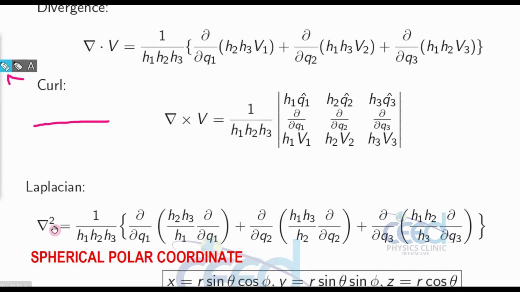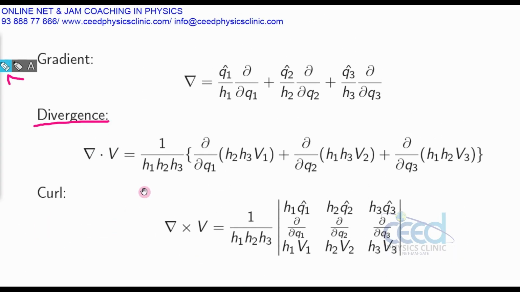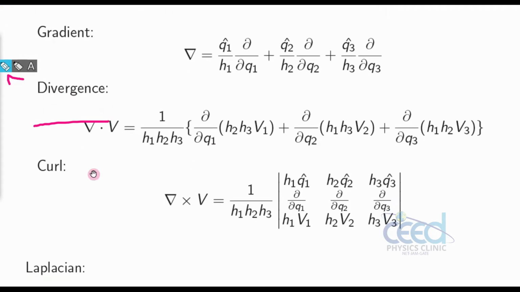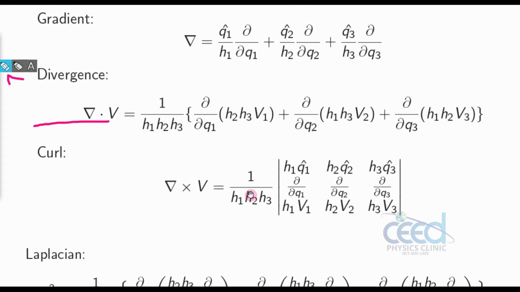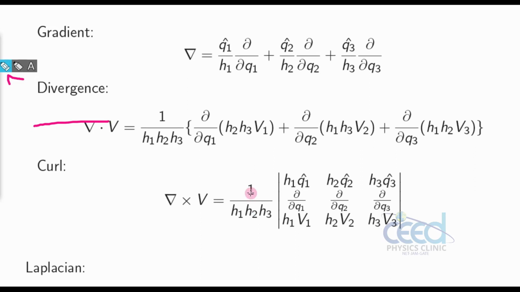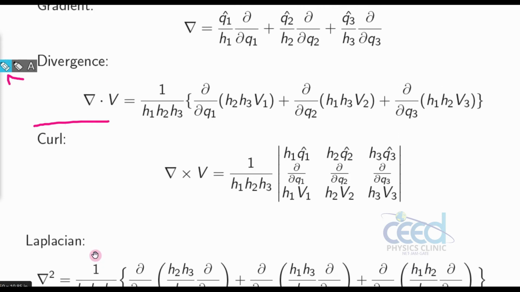How can we convert this? Del square is 1 by h1 h2 h3 times dou by dou q1 of h2 h3 by h1 dou by dou q1. So study this pattern. A pattern is repeating here. Plus dou by dou q2 of h1 h3 by h2 dou by dou q2, plus dou by dou q3 of h1 h2 by h3 dou by dou q3. Okay, so this is the Laplacian operator. So these are the four expressions we have to remember to form the expressions for gradient, divergence, curl, and Laplacian in spherical and cylindrical coordinates.